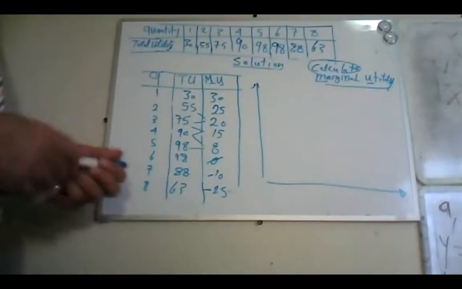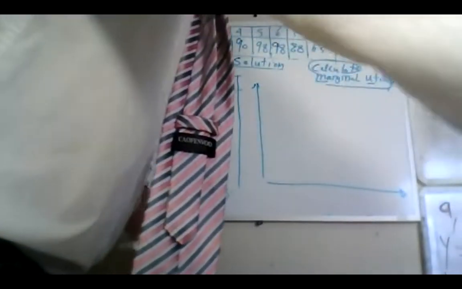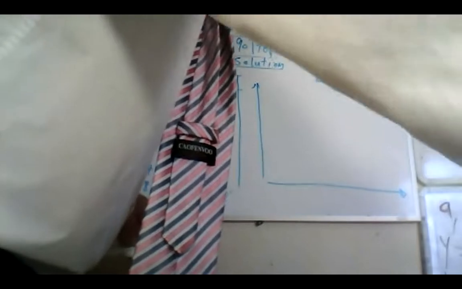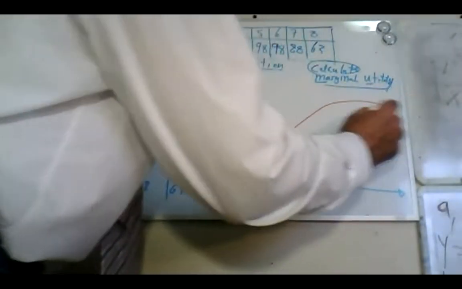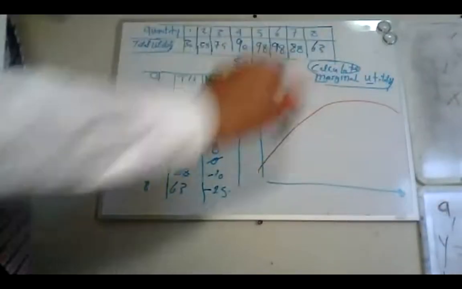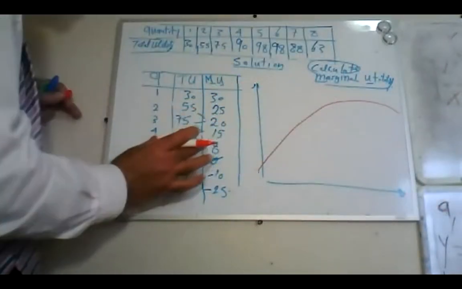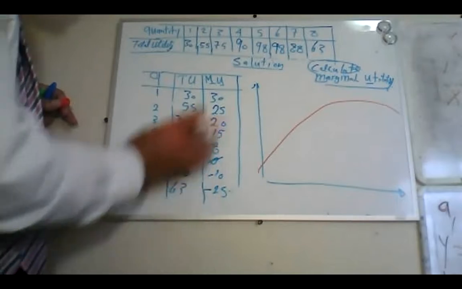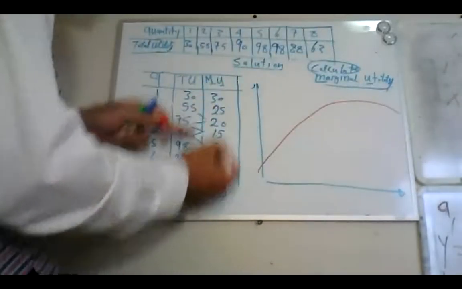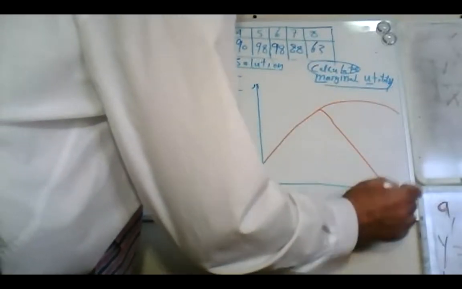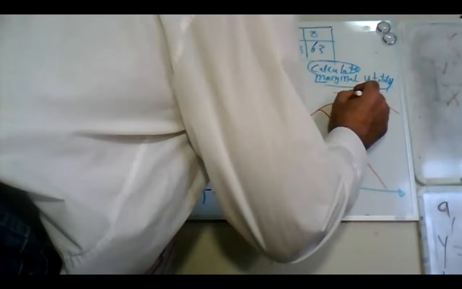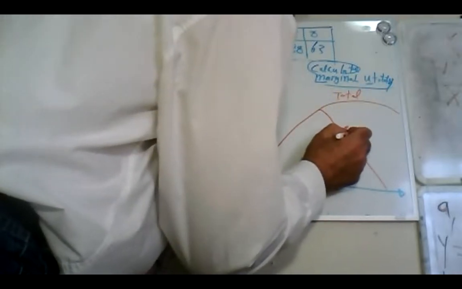And I did this before in the lecture. The total utility will increase, then it will decrease later on. That's fine, it will go down, no problem. But the slope of the total utility is going down slowly, it is not sharp. But when we come to the marginal utility, oh no, it's going down like hell. So this is the total, and this is the marginal.